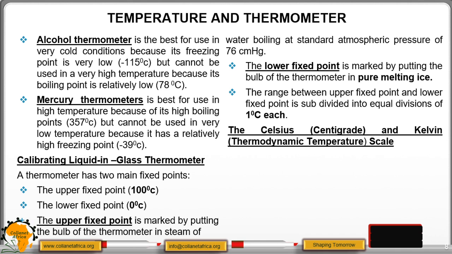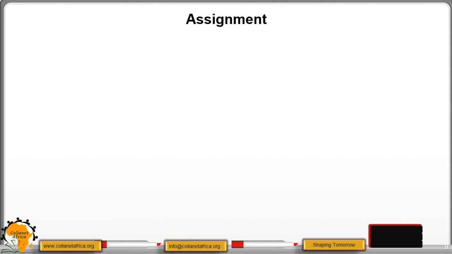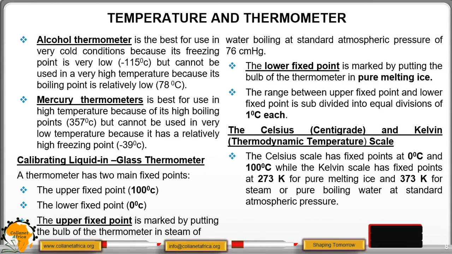From there we need to compare the Celsius or centigrade scale and the Kelvin scale. Before we compare the differences, in the Celsius scale we have two fixed points, as we have mentioned. One at 0 degrees, that is lower, then the second one at 100 degrees Celsius, that is the upper fixed point. Then the Kelvin scale has the lower at 273 Kelvin for pure melting ice and 373 Kelvin for steam or pure boiling water, and this should be done at standard atmospheric pressure.